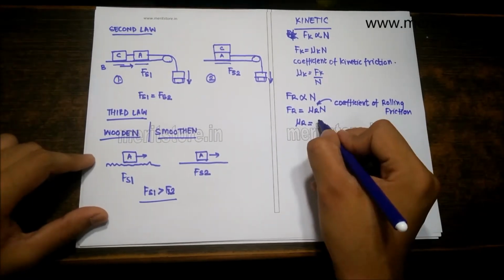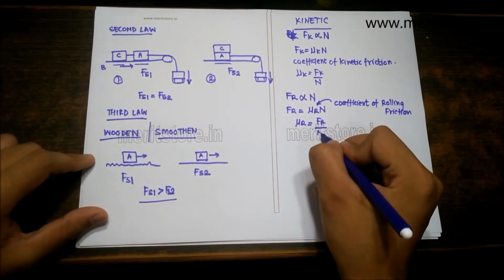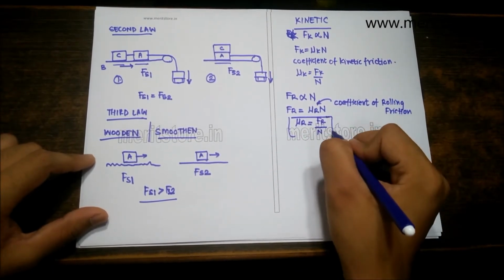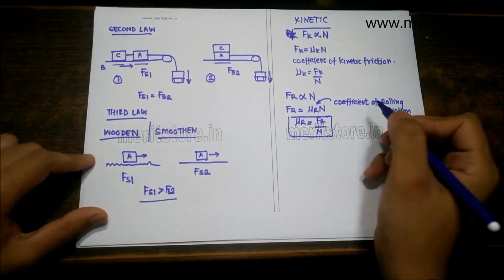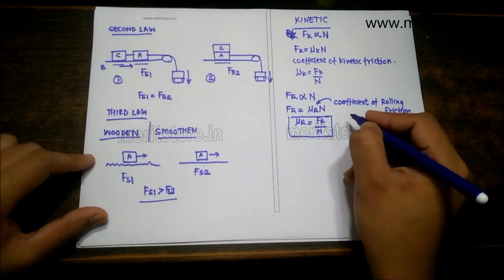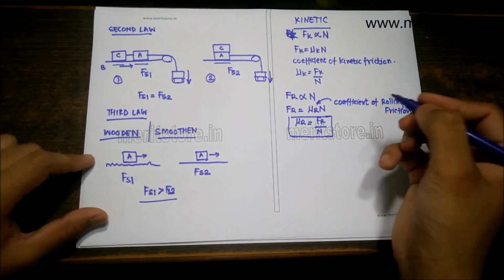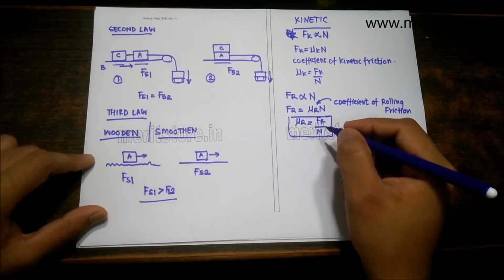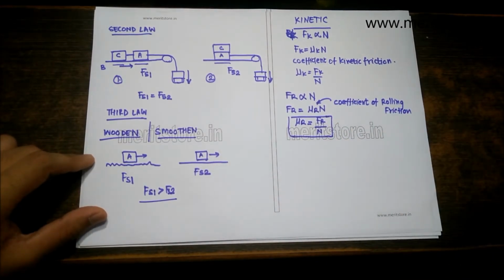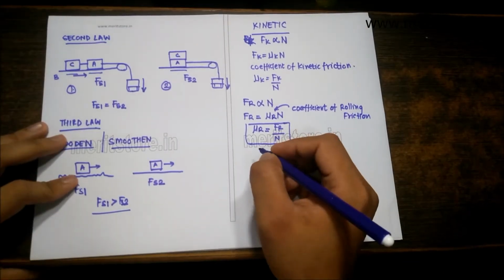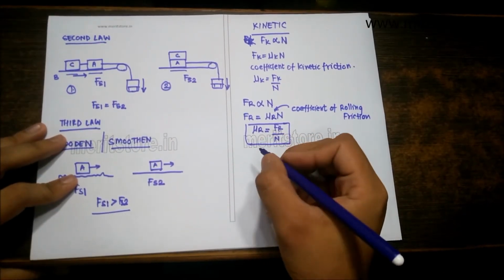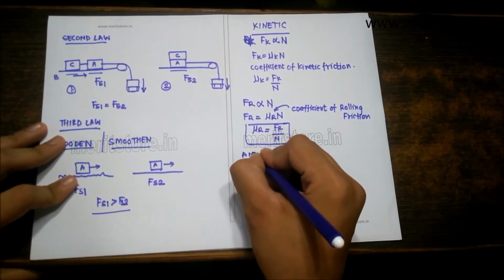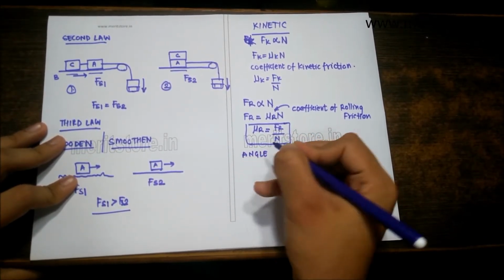And mu r is equal to Fr upon N. So the coefficient of rolling friction is the ratio of the limiting force of rolling friction to the normal reaction force. After seeing the various laws of static, dynamic, and rolling friction, let's move to what is known as the angle of friction.